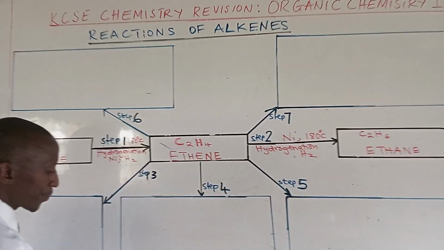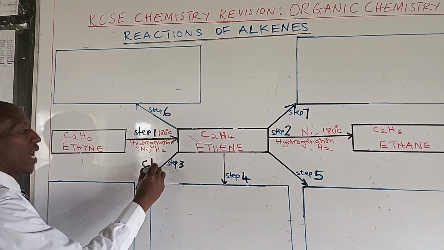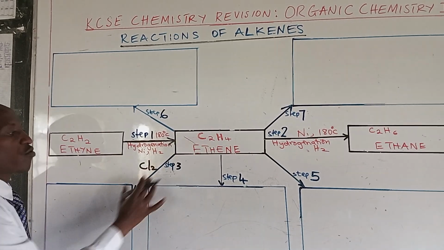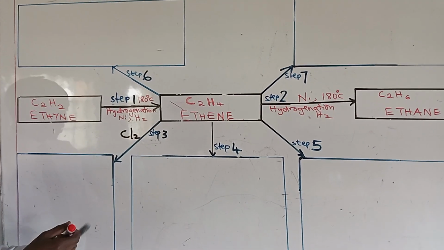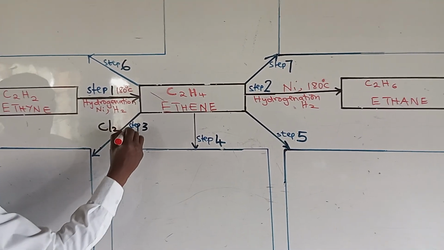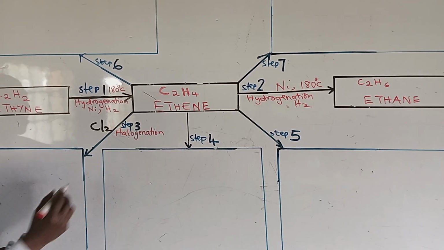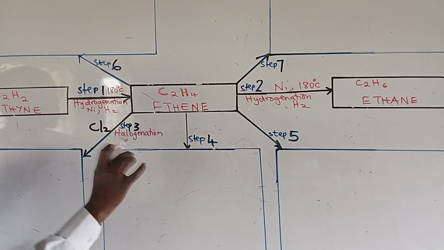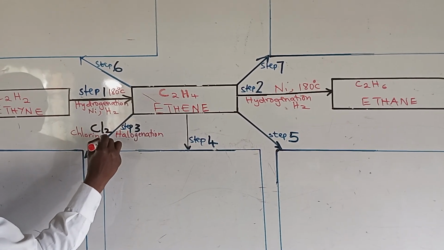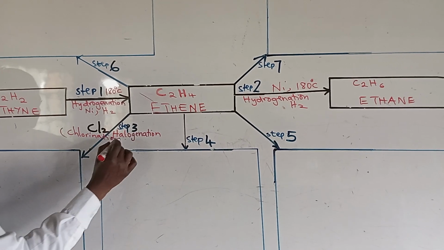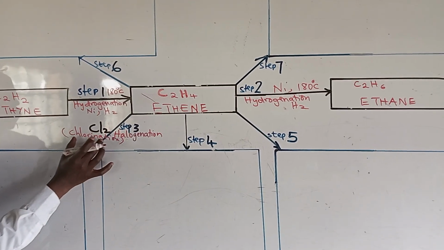In step number 3, we can take one of the reactions whereby chlorine gas is added. We add chlorine gas to ethene. So what is the name of that process? That process is called halogenation in general. But if you want to be specific, then we call this one chlorination. And I would like us to go through the question on ethene undergoing chlorination.